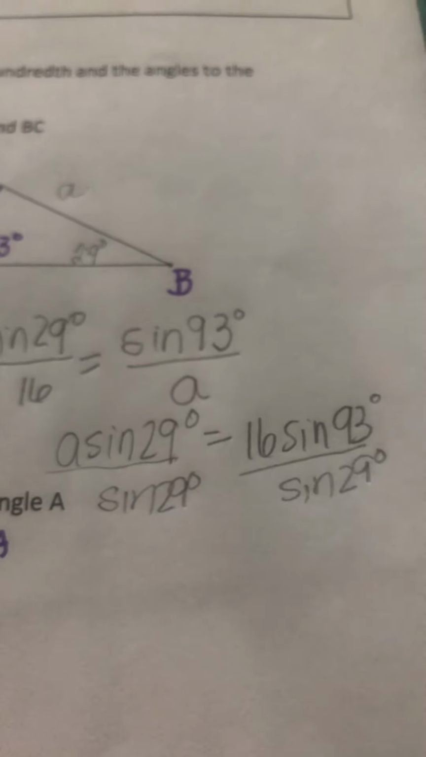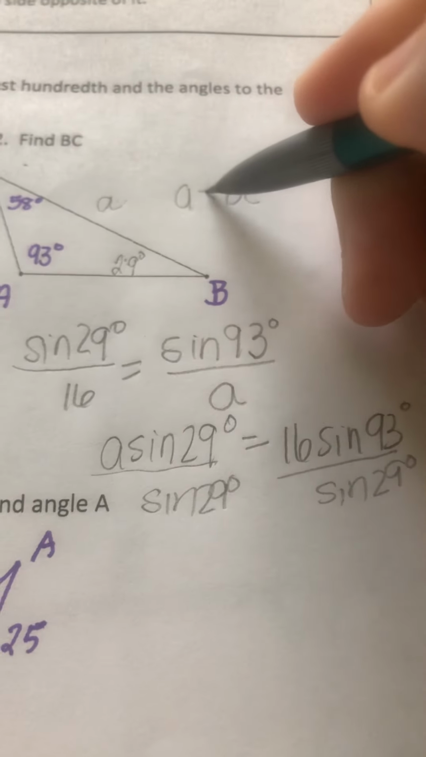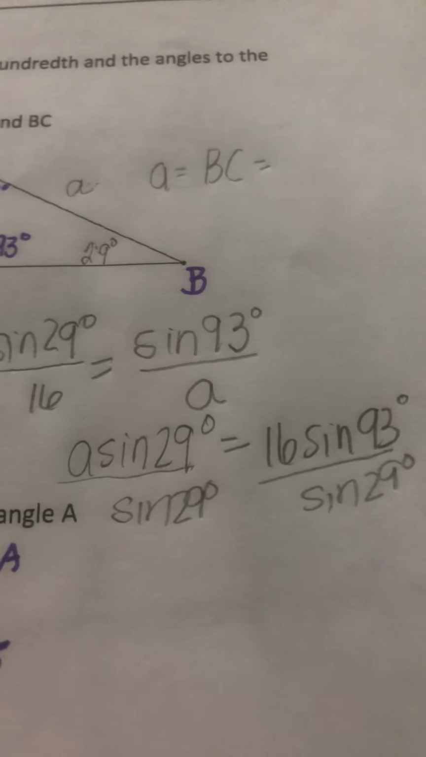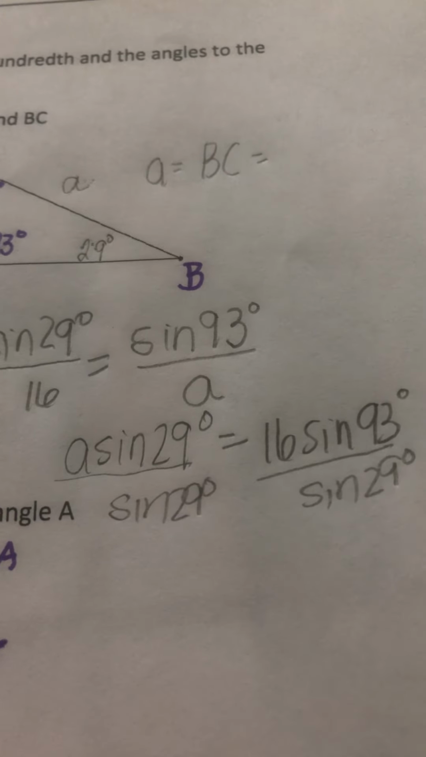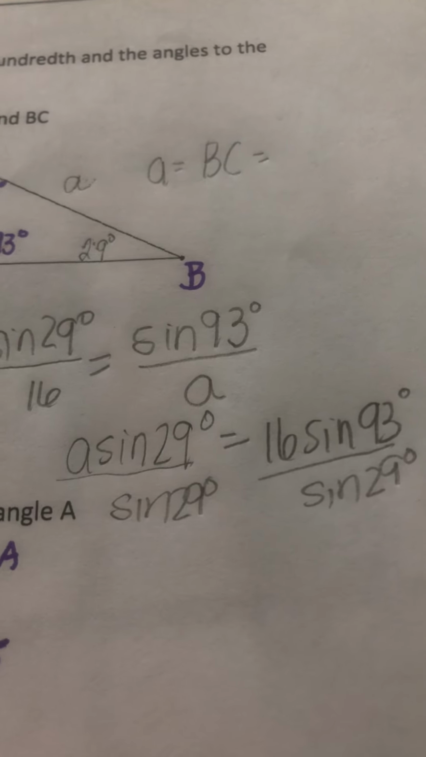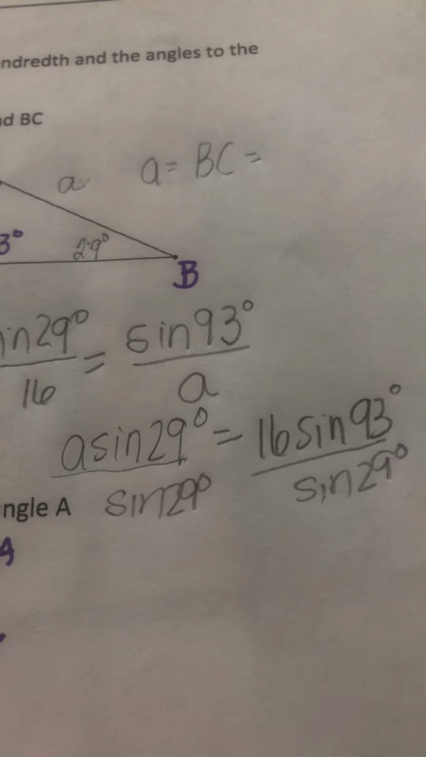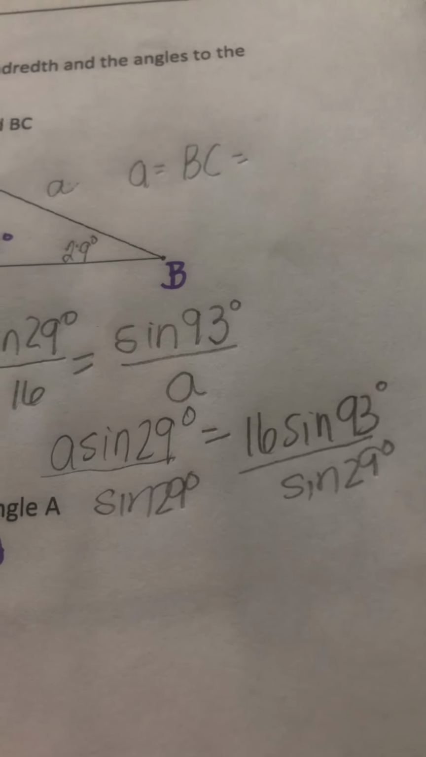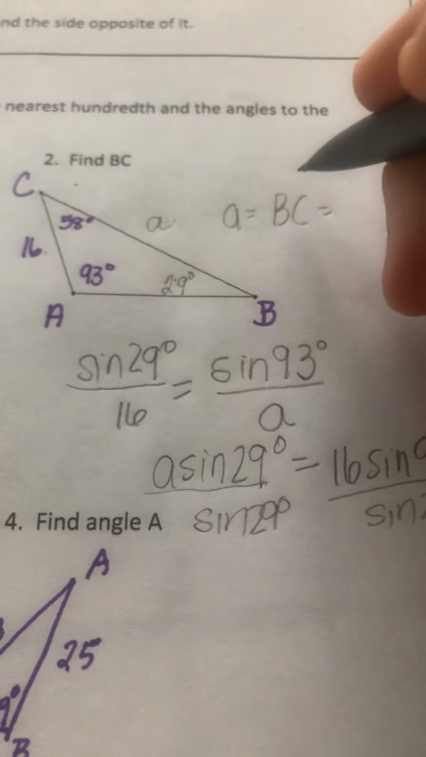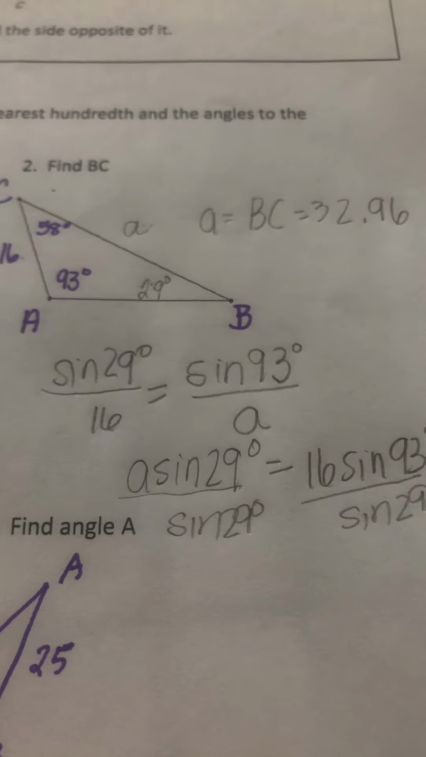So you're just going to type that all in your calculator. It's BC, which is otherwise known as A. Use the stackable fraction. Make sure you're in degree mode. You get 32.96. Okay, so next one.